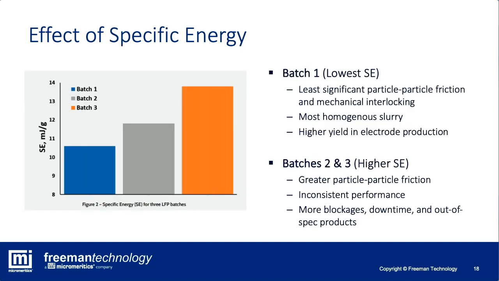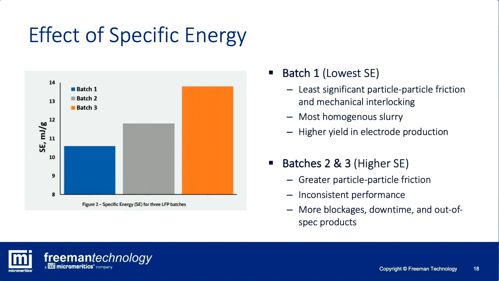So for this example, we're looking at the effect of specific energy in a battery application. And the reason why this is important is because specific energy is used to characterize the powder in terms of its particle-to-particle friction and its mechanical interlocking. And the way that it does this is by measuring the flow energy during the upwards traversal, so that we can isolate those two interactions between the powder and characterize them in terms of that.